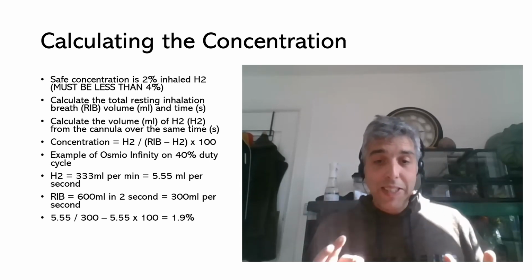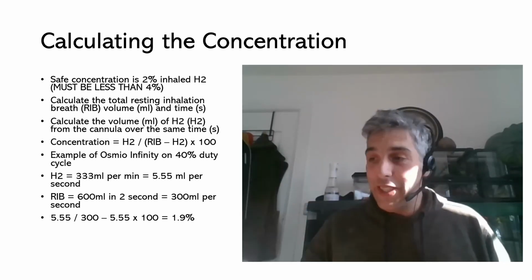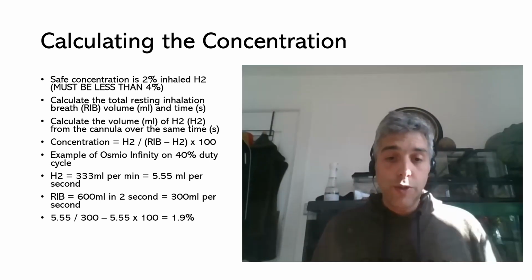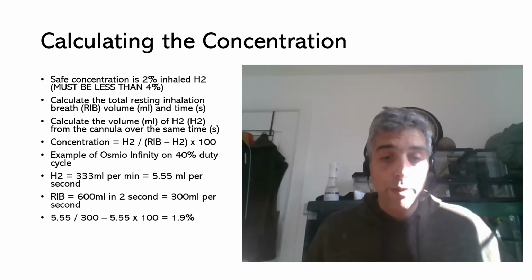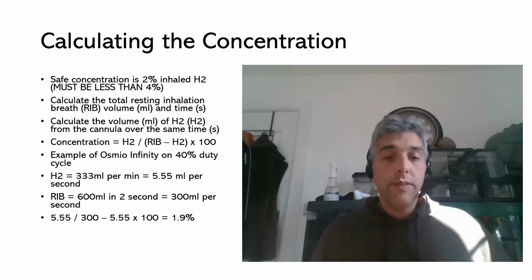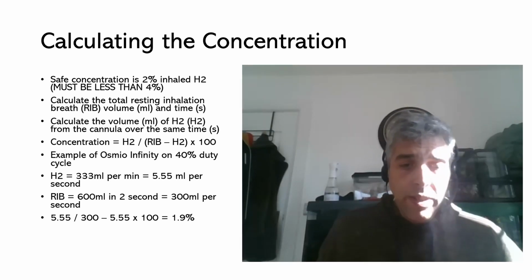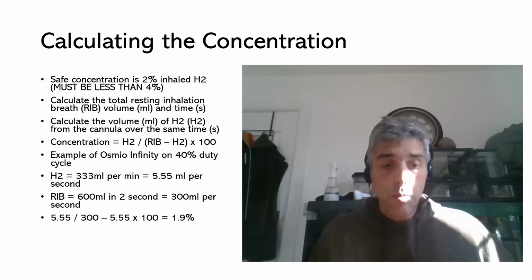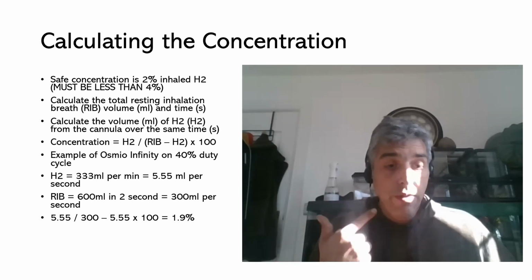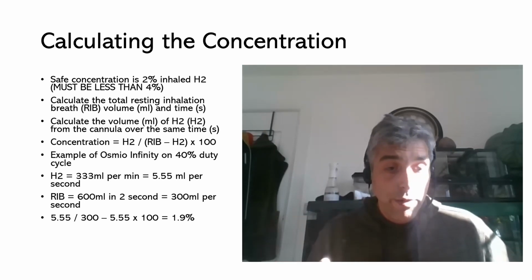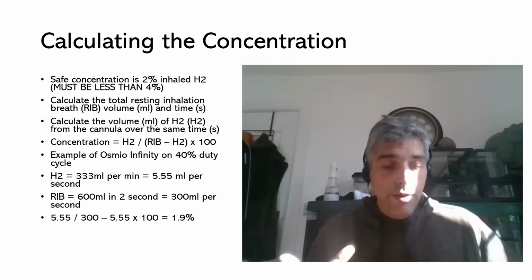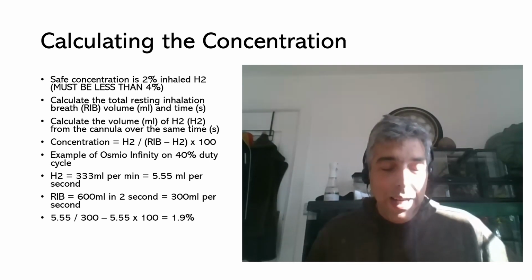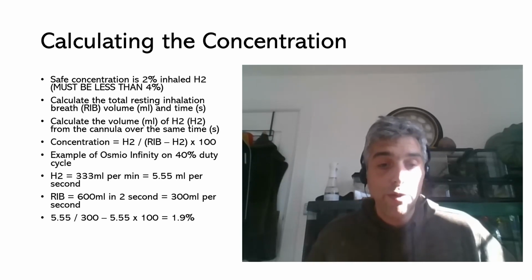Now, I'm not going to go into detail about the surface area of the cannula and the nostril, because you could get into more detail about that. Let's just do a rough calculation here. So an example with the Osmo Infinity operating on 40% duty cycle, the actual amount of H2 coming out of the cannula is 333 milliliters per minute, which is actually 5.55 milliliters per second.